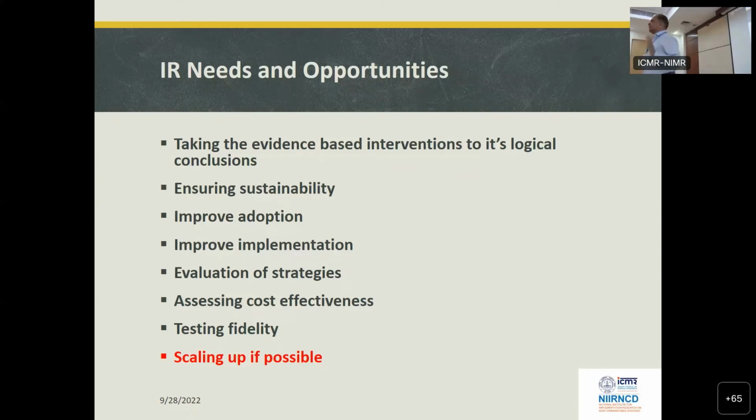It's not going to ensure sustainability. It will just examine whether your program is sustainable or not, because you're doing research. You're not actually implementing the program, right?